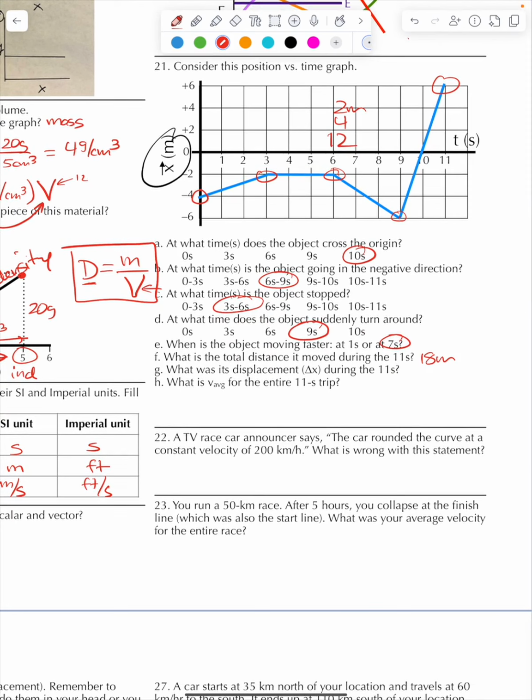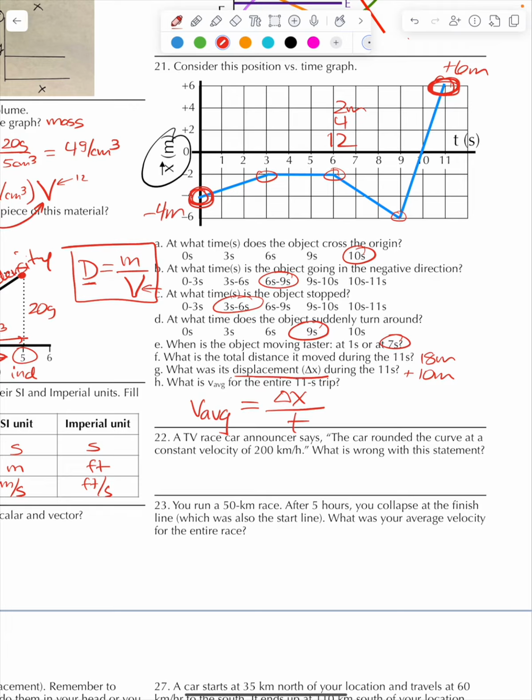Now, what's the displacement, the delta x? We're just now introducing that, or the change in position. That's just your final position compared to your initial position. So notice we started at -4 and we ended at +6. So what did we change by? We changed by +10 meters. We went from -4 to +6. Make sense?